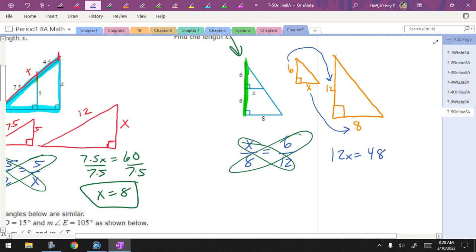You got 4? Jack says 4. Tone, did you set yours up differently? Yeah. And you still got 4? Totally fine. It's the order that matters. Yep.